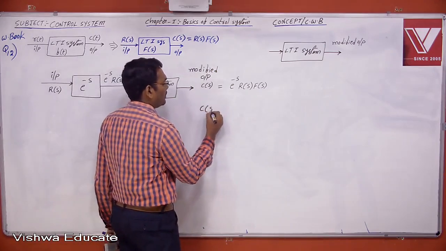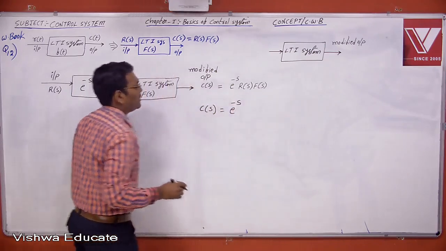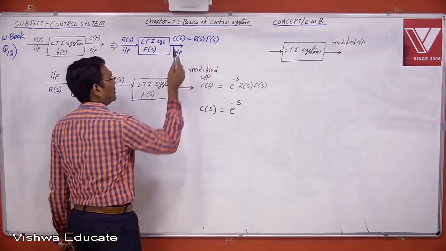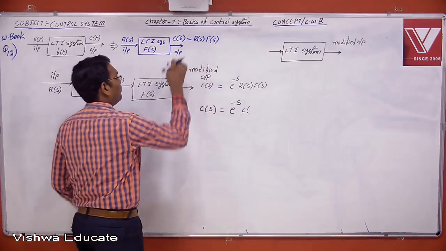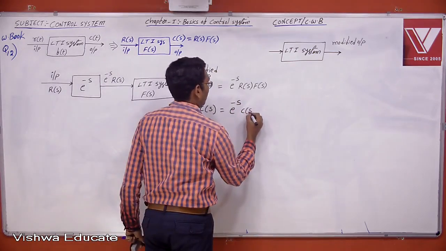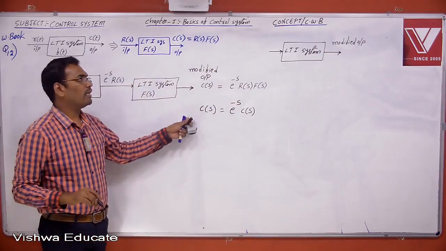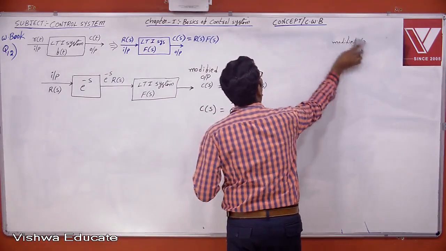Therefore, C of S is equal to e power minus S times R of S into F of S. Can I write like this? This R of S into F of S is nothing but C of S. But this is the modified output in frequency domain, while the question is asking for the modified output in time domain.